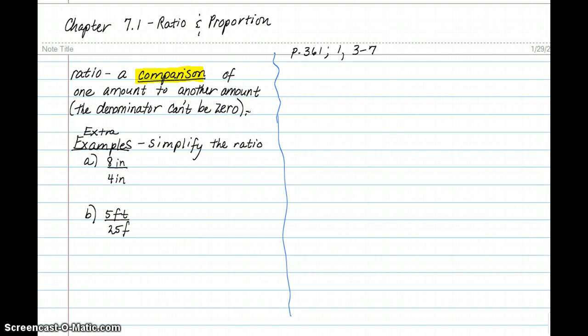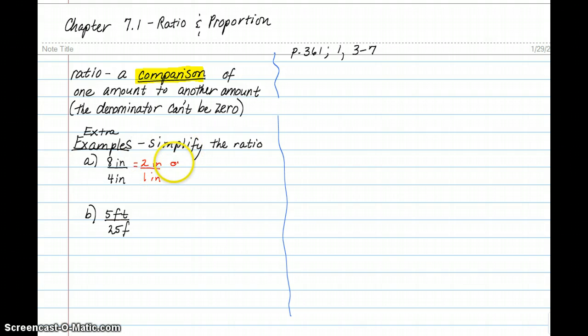We're going to go ahead and do some extra examples. We're going to simplify the ratio. So we've got A as 8 inches to 4 inches. Let's go ahead and simplify. 8 and 4 are both divisible by 4, so you divide by 4. 8 divided by 4 is 2 inches. 4 divided by 4 is 1 inch. So it simplifies to 2 over 1 inches.